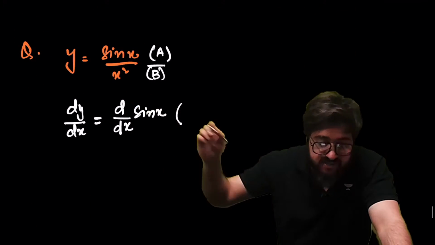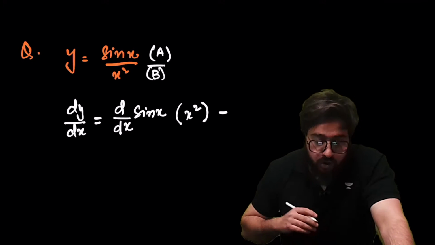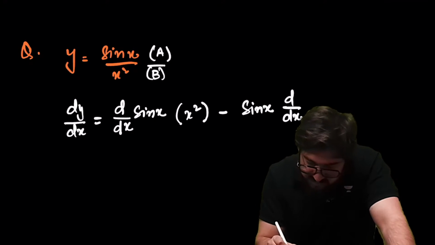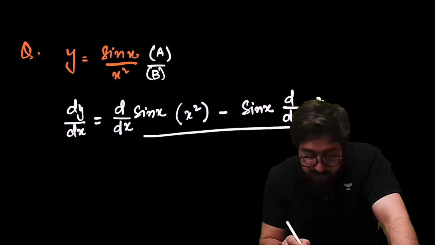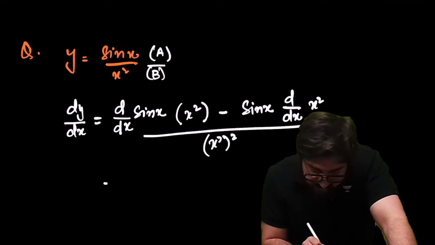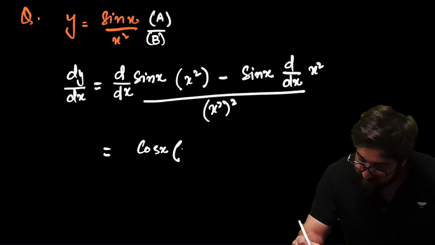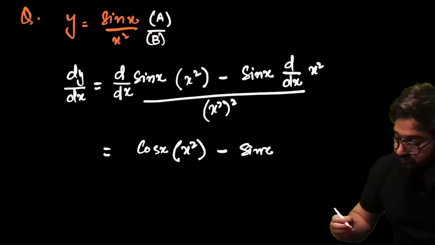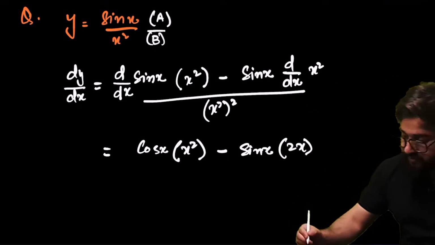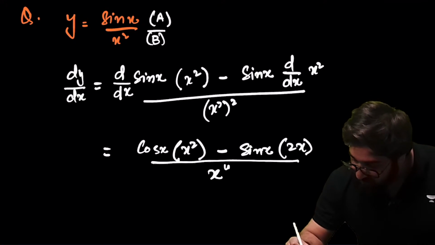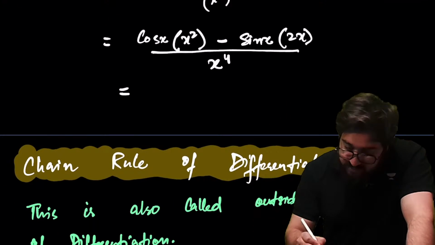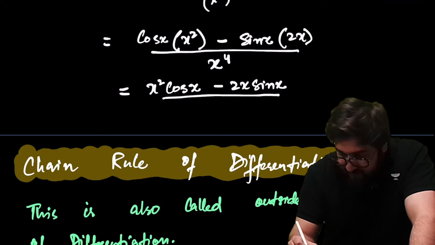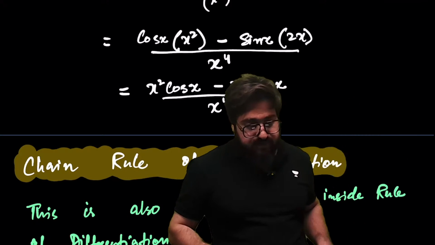B in this case is x square, so keep x square as it is. Then we say minus, keep sine x as it is, a as it is, differentiation of b, that is d by dx of x square, divided by b square. B is x square whole square. Now differentiation of sine x is cos of x. And then we write x square, minus sine x as it is over here, and differentiation of x square is 2x, divided by x raised power 4. You can reshuffle it and write it like this: x square cos of x minus 2x sine of x divided by x raised power 4. This would be the final answer in this case.